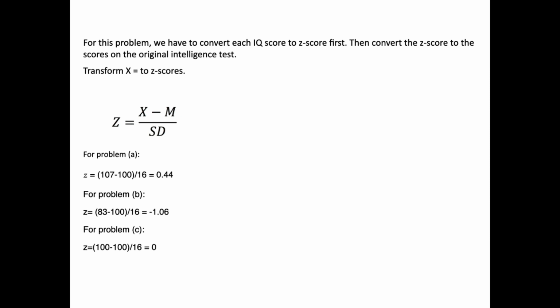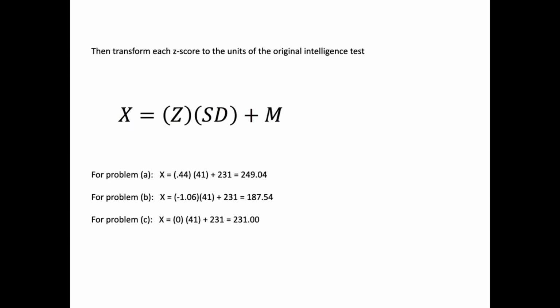For problem C, we had somebody who had an IQ of 100. The mean of the IQ score is 100, so we have 100 minus 100 over 16, and that converts to a Z score of 0, because remember, a Z score of 0 is actually at the mean. Now that I know their Z scores, if I want to figure out what their scores would be on this original new intelligence test that I've invented, I'm going to take their Z scores and convert them to X scores on the new test. So I'm going to use the mean and the standard deviation that were given in the problem for that new test.